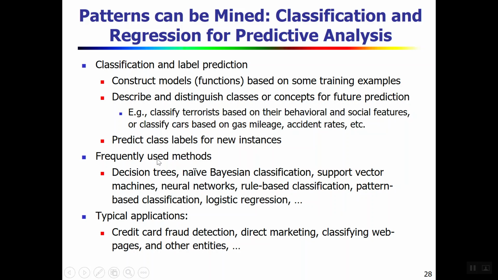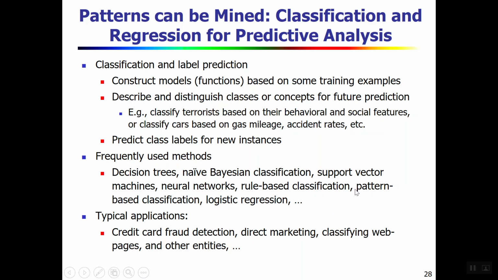Frequently used methods for classification, we're going to cover a lot of those: decision trees, naive Bayesian classification, Bayesian network, support vector machines, artificial neural network, rule-based classification, pattern-based classification, association rule patterns, for example.